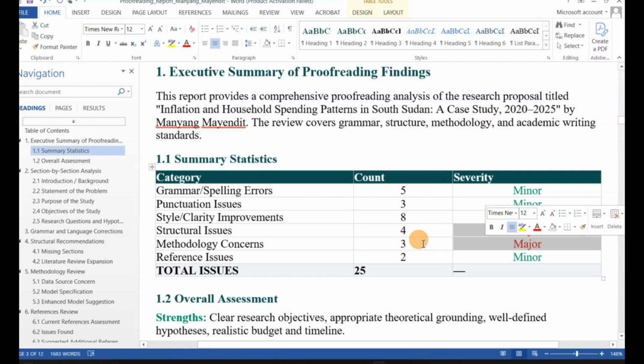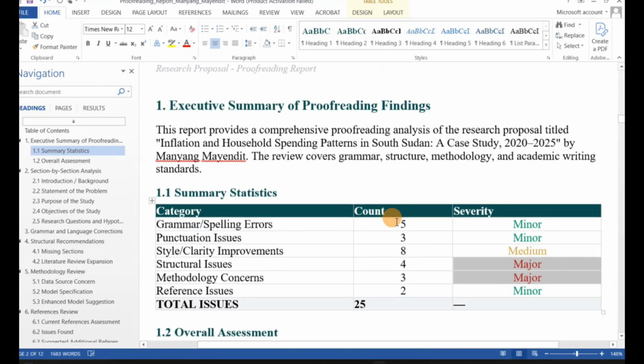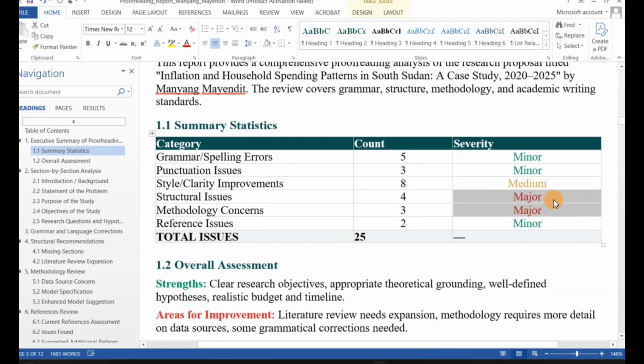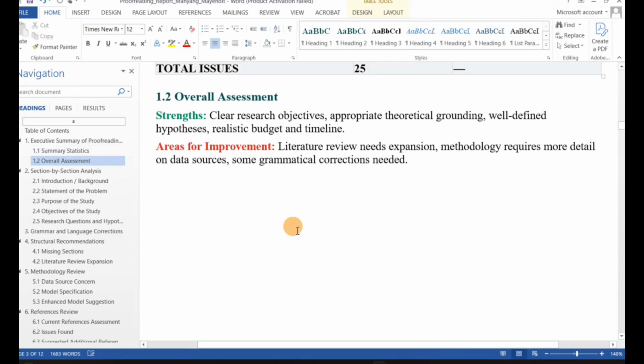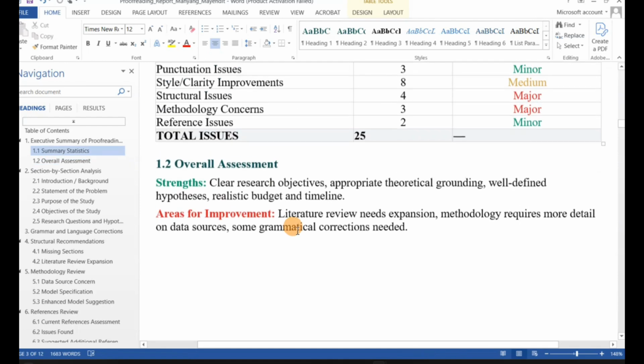Please, who is the one with this topic? Oh, okay, that's good. So the main issue for you is methodology concern and also the structure. For your research proposal, you need to improve, especially the literature review. You need to read.